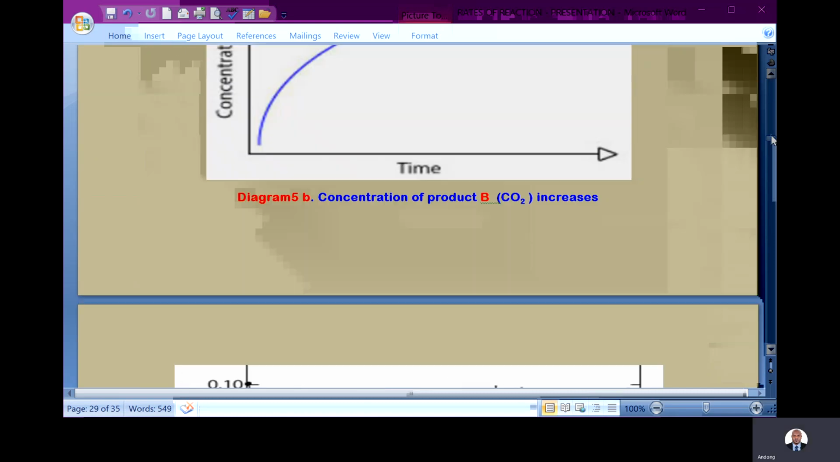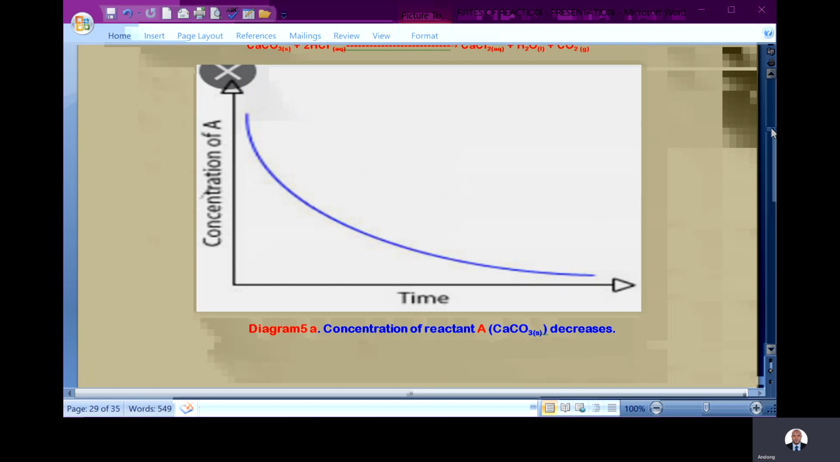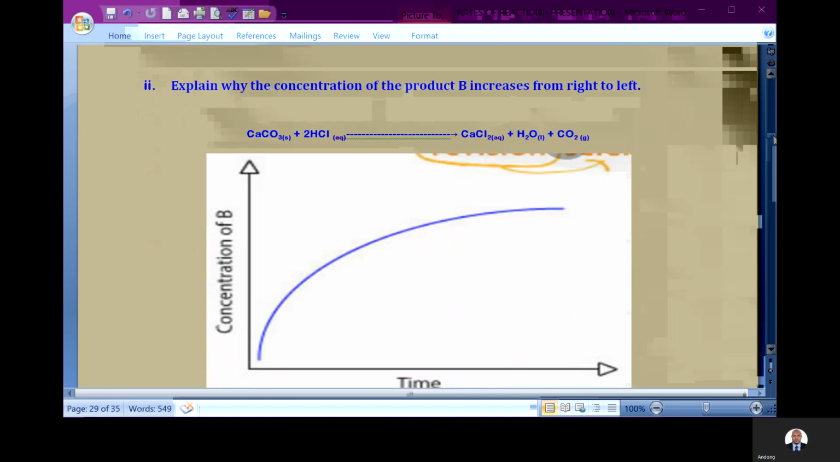Take for instance, you have a curve like this one. This is a reactant curve. As time progresses, the curve slopes from left to right. The concentration of the reactant is decreasing with time. There is another curve like this.